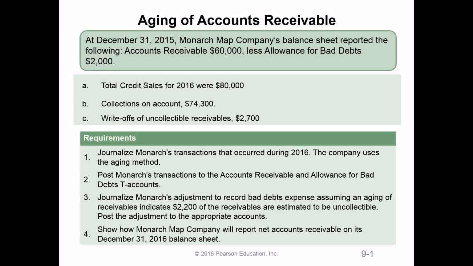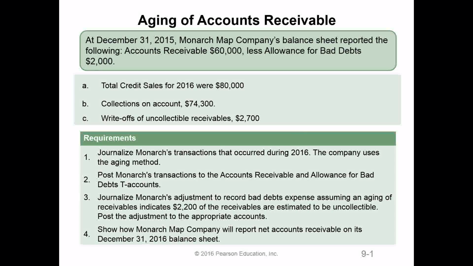Okay, this method is going to be the aging of accounts receivable, so it's a little bit different than the allowance method that we did prior. So we're going to go through these one step at a time, and we had beginning balances, which are the same thing as the ending balances of last year, for accounts receivable of $60,000, and then we had in allowance for bad debts we had $2,000.